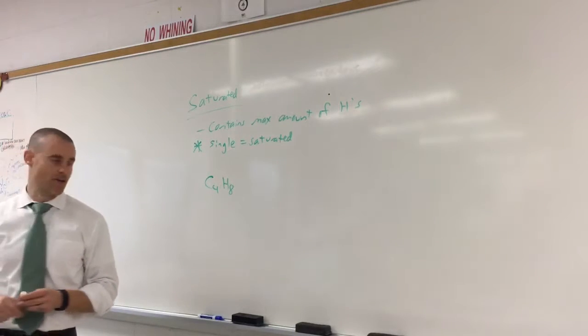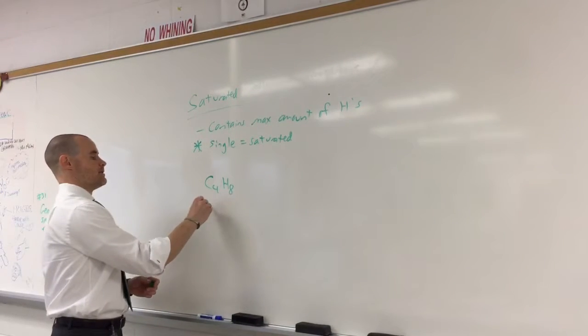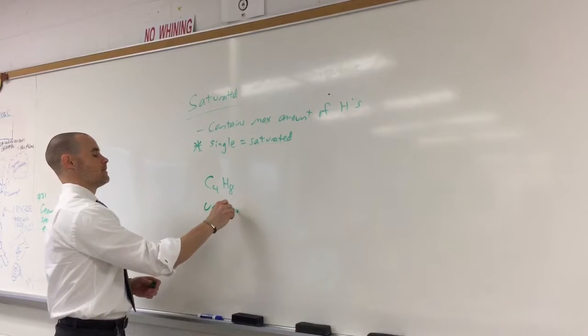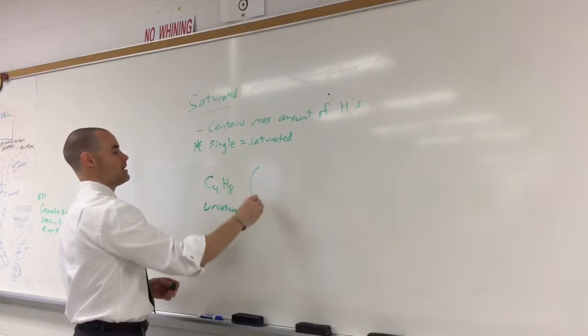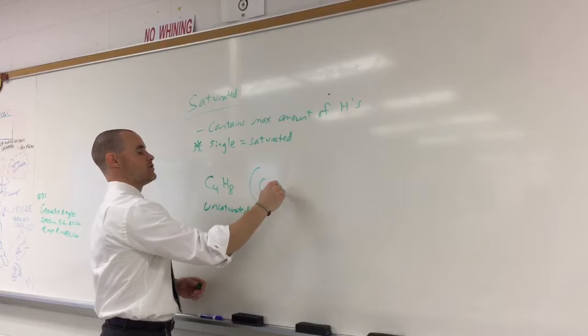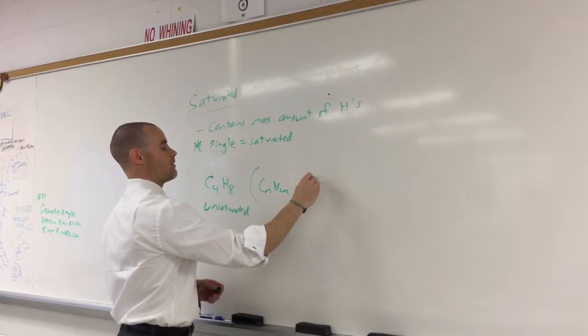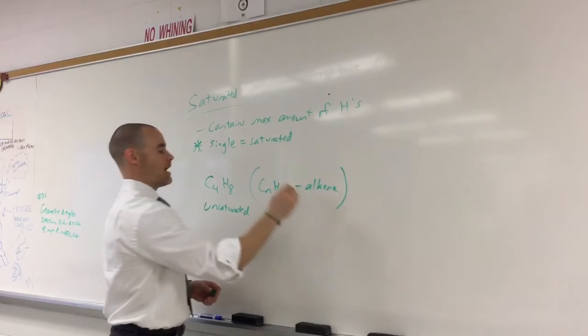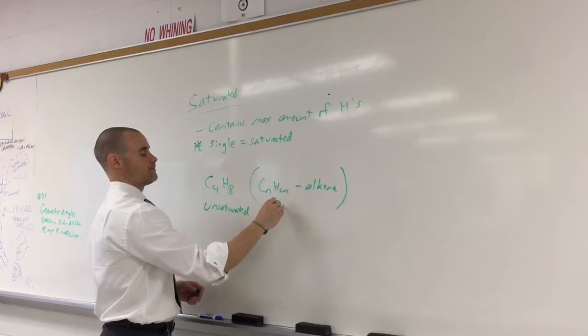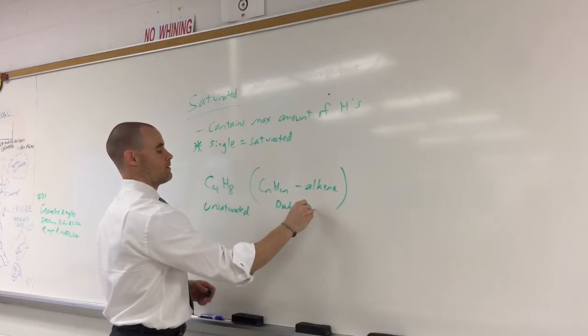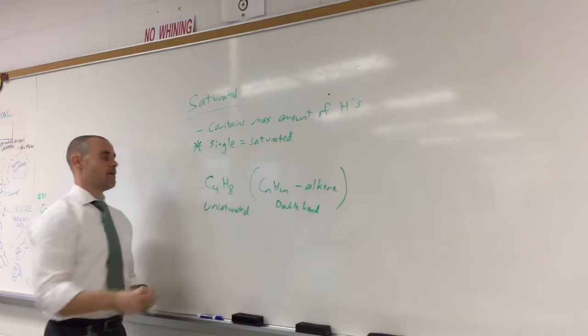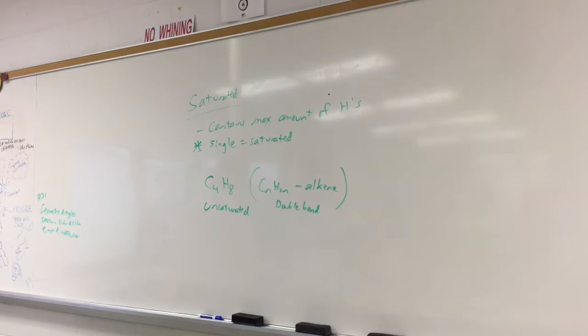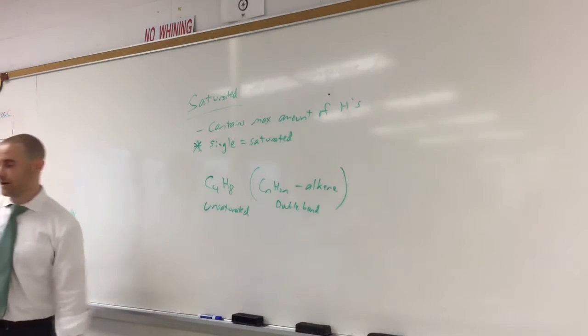It's unsaturated. Unsaturated, right. You know what? Might as well write that down. This is unsaturated, and that's because it fits CnH2n, which is an alkene, and that has a double bond. If it has a double bond, that means it's unsaturated. We'll practice more of that down the road.